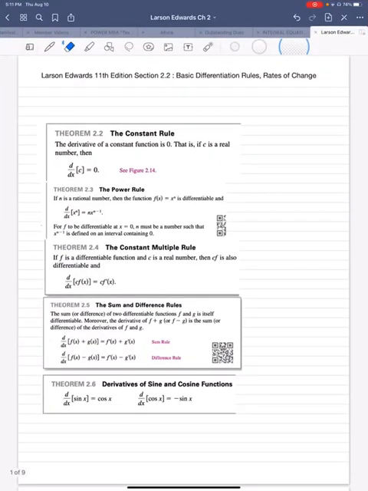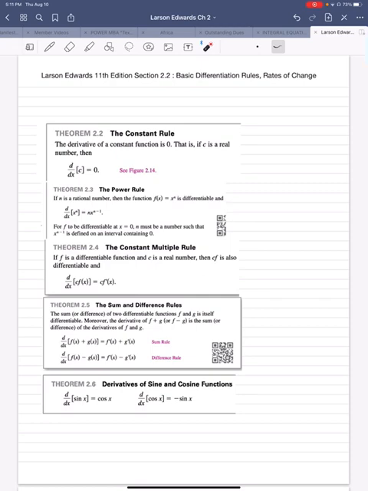Hey everyone, today we're going to be doing some problems from Larson Edwards Calculus textbook, section 2.2, Basic Differentiation Rules and Rates of Change. It's important to keep in mind that we're going to be taking these questions out of the 11th edition of the textbook. So if you have the 12th edition version, which was released in 2023, or an earlier version of the book, then some of the coefficients on the functions that we do or the order of the problems might not be exactly the same as your textbook, but it should come pretty close.